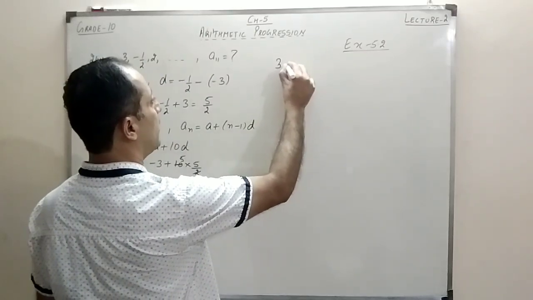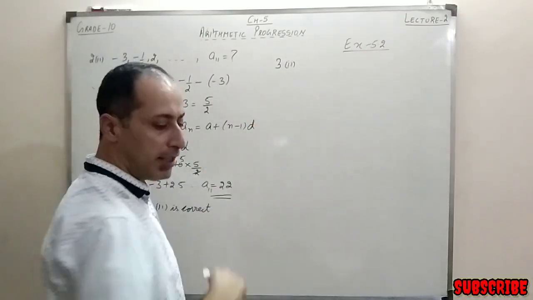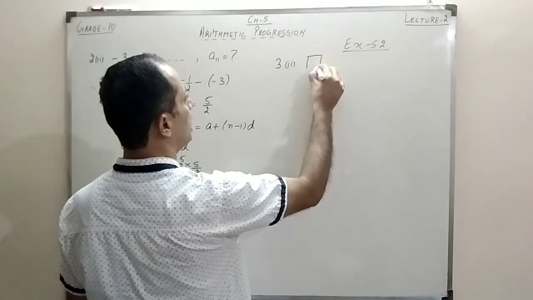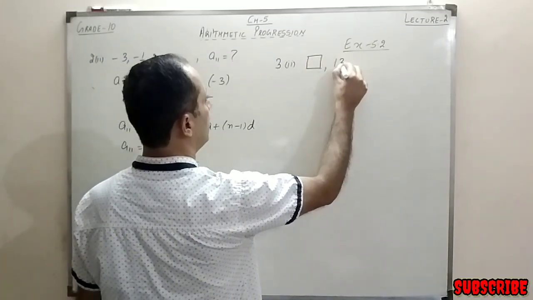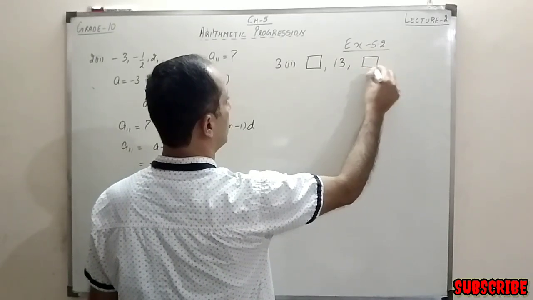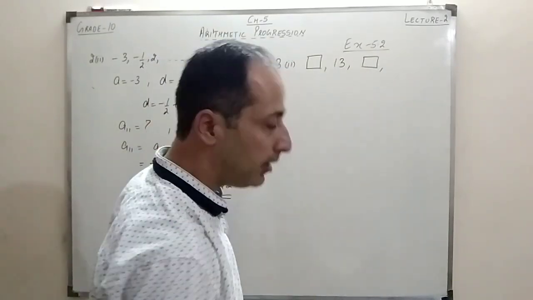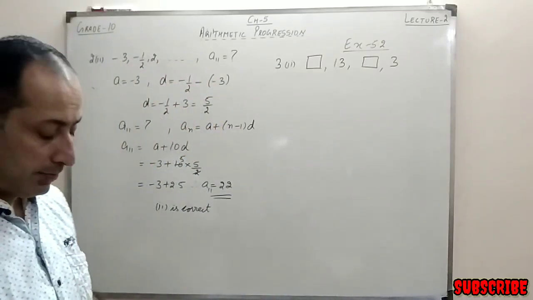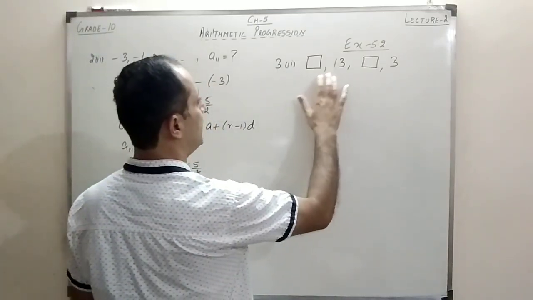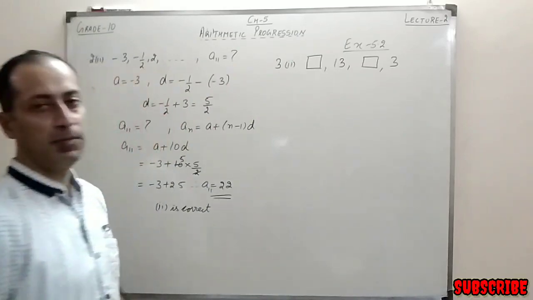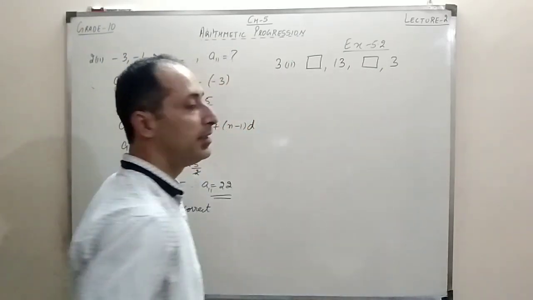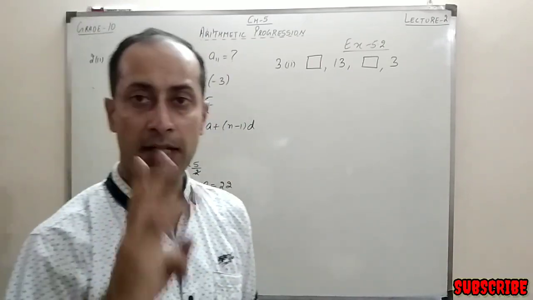I do the second part first. If you see carefully what is given, there is a box first, and then we have 13, and then a box, and then it is given as 3. Now, what does it mean actually? It means this is the first term, second term, third term and fourth term. The second term and the fourth term are given to me. I have to find the first and the third term.